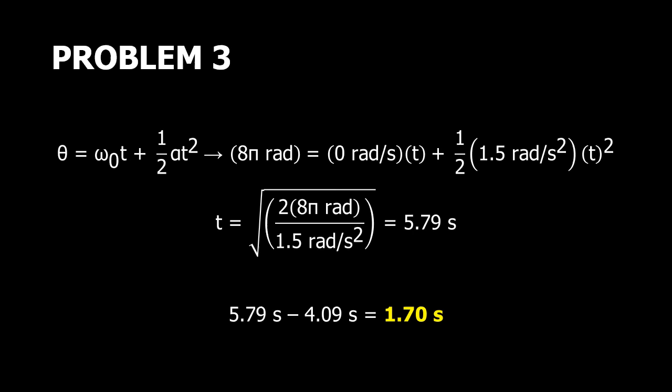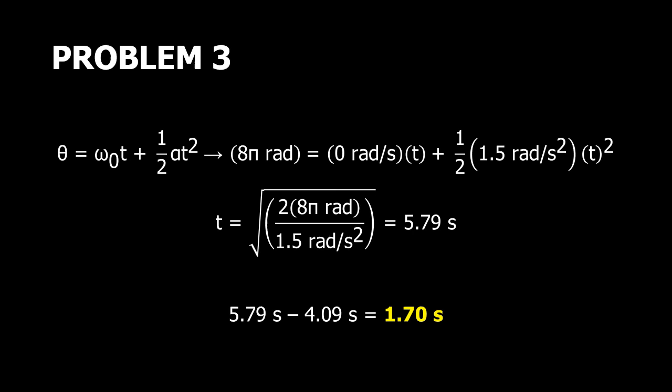So since nakadalawa na siya nung una and meron daw susunod pang dalawa, so 2 plus 2, that will be 4 revolutions. And then you convert 4 revolutions into radians and that will be equal to 8 pi radians naman. So same process ulit yung gagawin natin kanina. So this will be 8 pi rad. So equals again 0 rad per second. Then hinahanap ulit natin yung time plus 1/2 1.5 radians per second squared. So yun yung gagawin natin ulit times t squared.